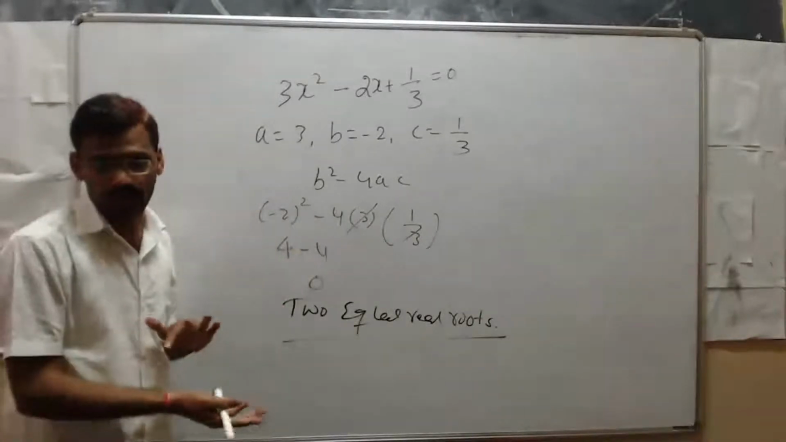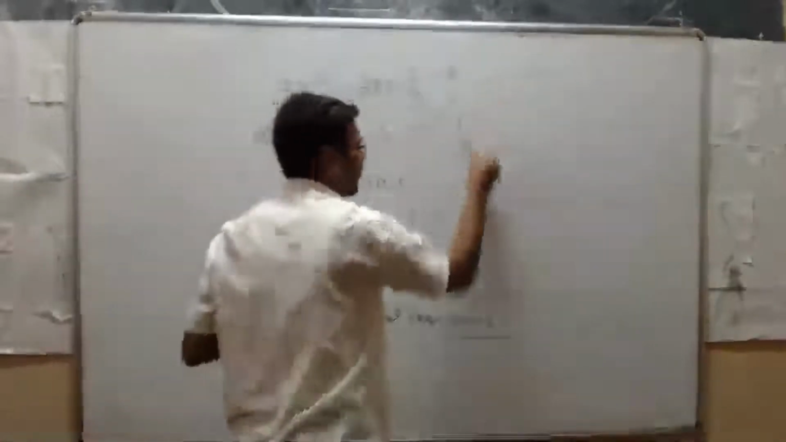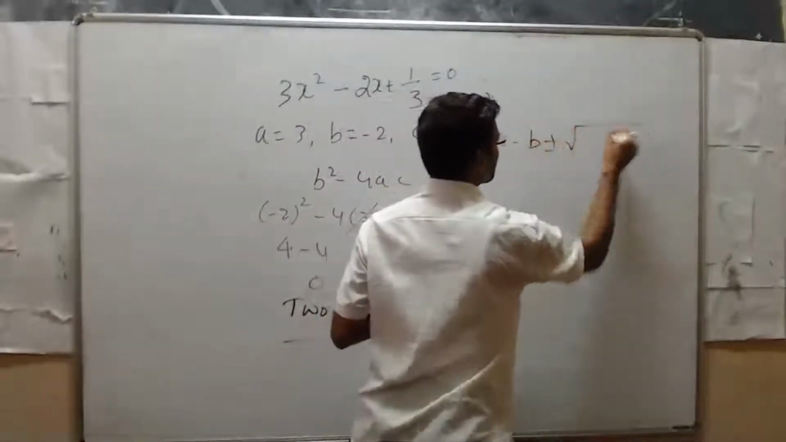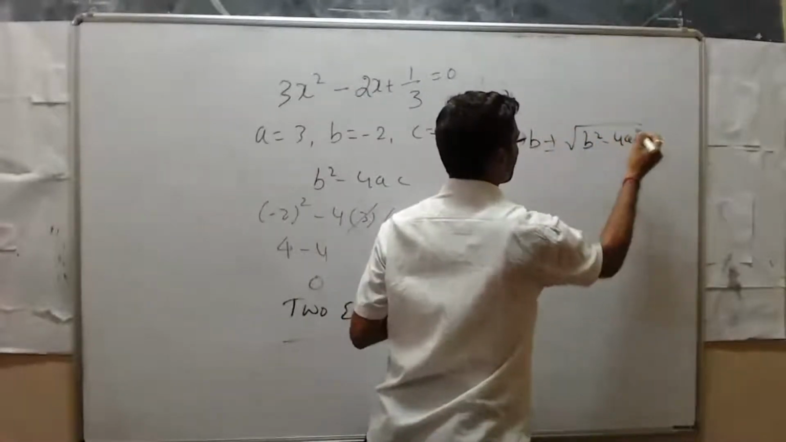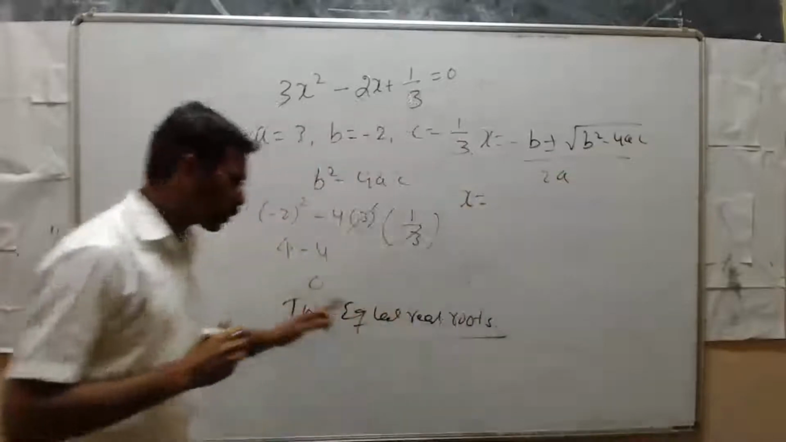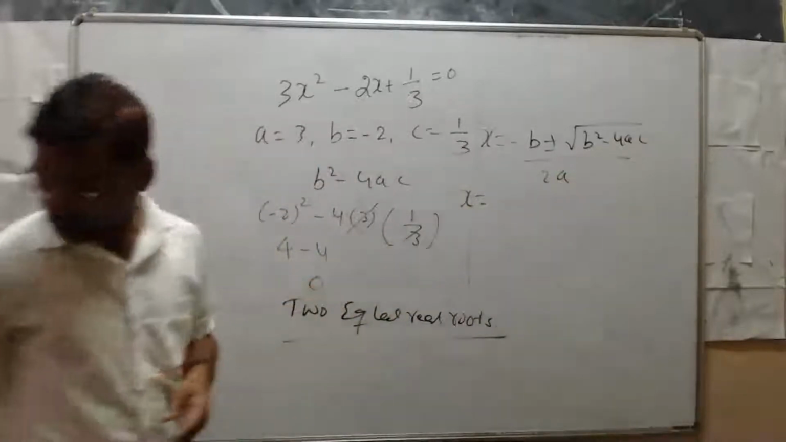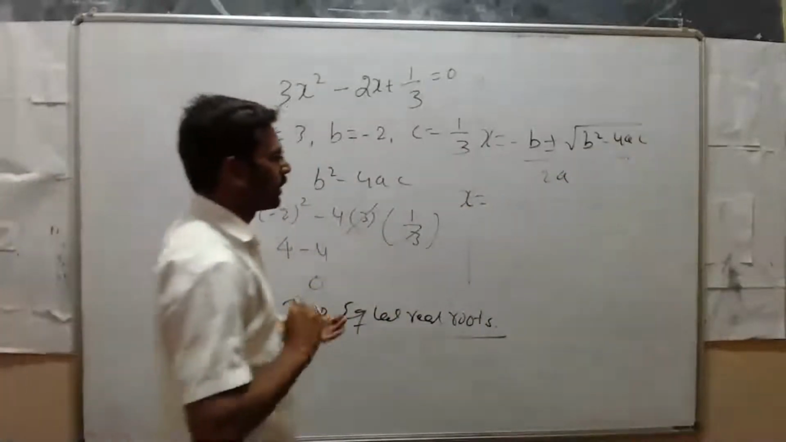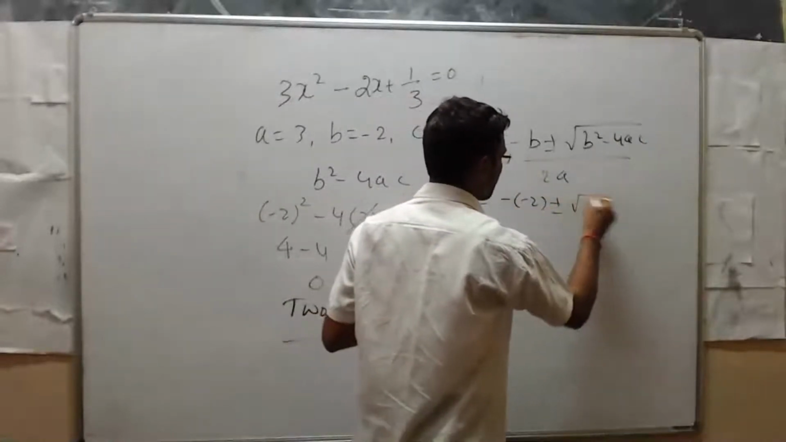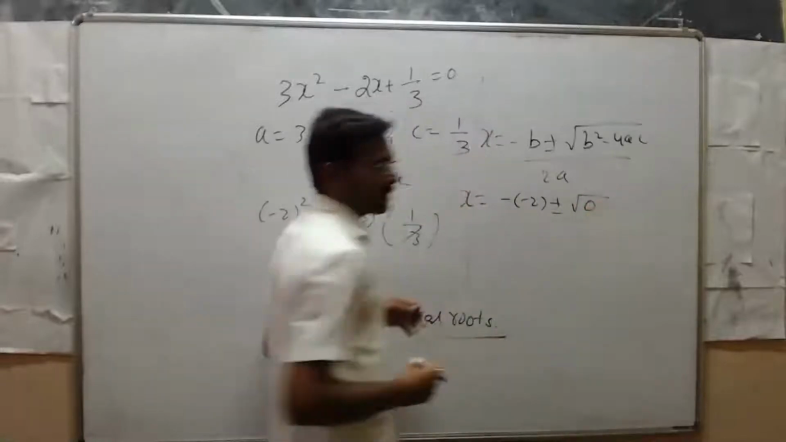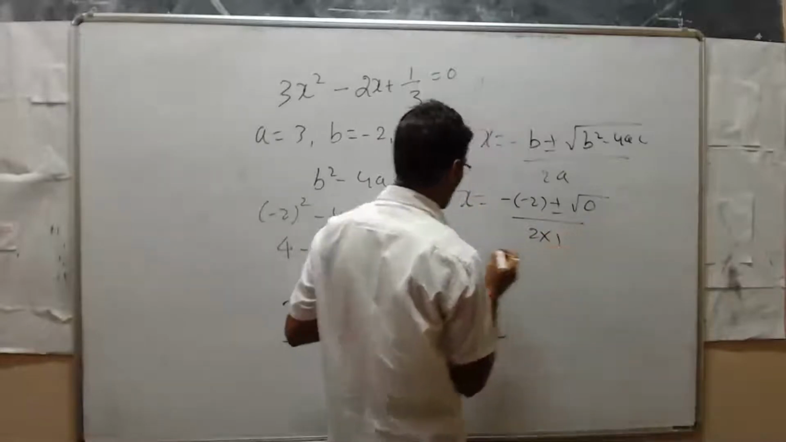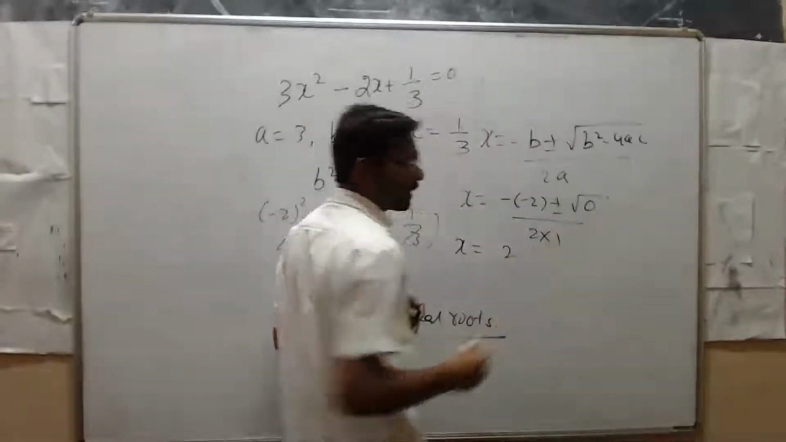Which are the roots? Very simple way. x is equal to minus b plus or minus under root b square minus 4ac divided by 2a. They say both are equal roots, so two equal roots must come. Therefore x is equal to minus b value, minus of minus 2, plus or minus under root b square minus 4ac value, which is 0, divided by 2 into a value is 1.